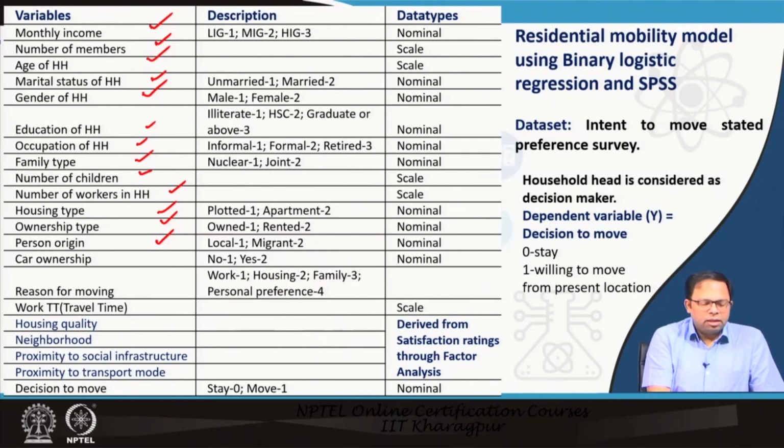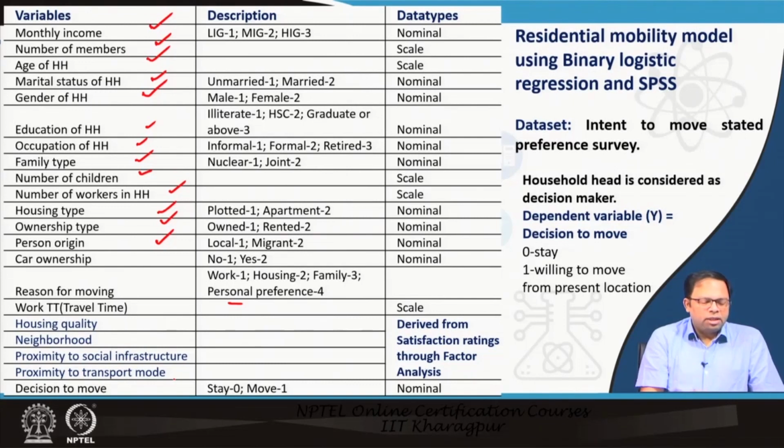Then walk time, that is the total travel time to work, that we have considered, is a continuous variable. Then we have used some parameters like housing quality, neighborhood quality, proximity to social infrastructure, proximity to transport mode. We have not given any description for that, because these are actually factors. That means we will discuss factor analysis in detail when we do mode choice, hybrid mode choice models later on.